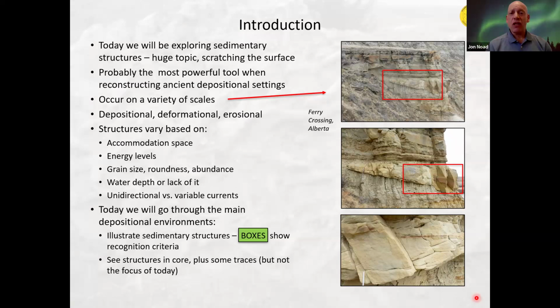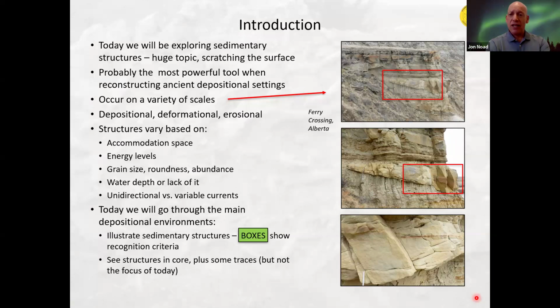So today we're going to be looking at sedimentary structures, and it's a huge topic. We're just going to scratch the surface today, but I think they're important because they are probably the most powerful tool when you're reconstructing ancient depositional settings. Sedimentary structures occur on a wide variety of scales. The biggest sedimentary structure in the world is a Triassic delta, which covers 1 million square kilometers. And the smallest sedimentary structures you can literally look at in a thin section. So they occur at all scales.